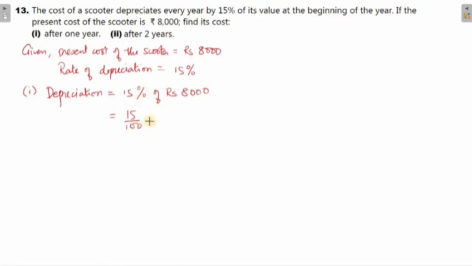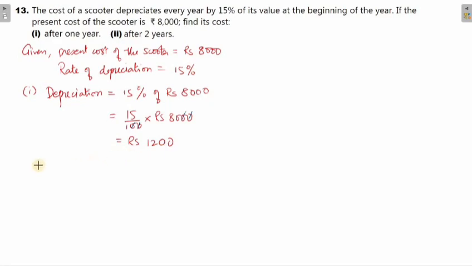Let's calculate 15% of 8,000. So 15% is 15 by 100 into rupees 8,000. So do the cancellation. 0, 0, 0, 0 gets cancelled, right? So when you multiply them, you get rupees 15 into 80. 8 5s are 40, carried over 4, 8 1s are 8, plus 4 is 12. So we have got one more 0. So the value of the scooter depreciates by rupees 1200.